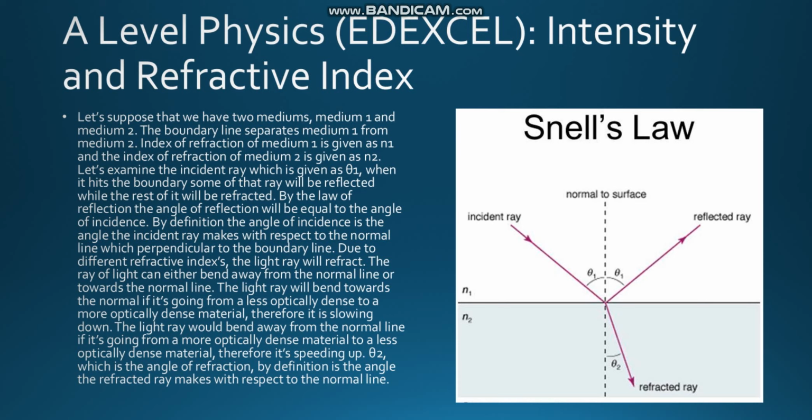Now, due to different refractive indexes, the light ray will refract, and it can bend away from the normal line or towards the normal line. If the light ray bends towards the normal, it's going from a less optically dense to a more optically dense material, therefore it is slowing down. Whereas if the light ray bends away from the normal line, it's going from a more optically dense to a less optically dense material, therefore it is speeding up. And theta 2, the angle of refraction, is by definition the angle the refracted ray makes with respect to the normal line.